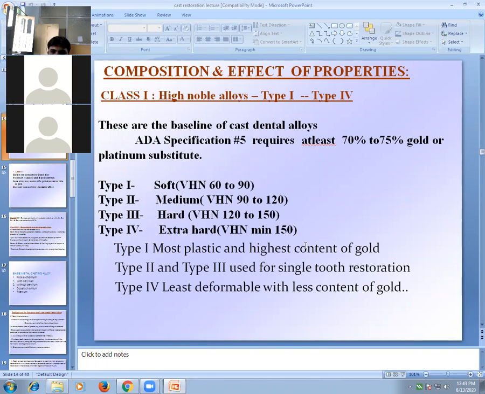So the type 1, most plastic, what is this? It is very plastic and has the highest gold content. So that's why it is soft. Type 2 and type 3, they are used for the single tooth restoration. While type 4 is least deformable with less content of gold. So from this you can see that if the gold content is more, then the material is going to be very soft. Right? As the gold content is decreased, the hardness also increases.